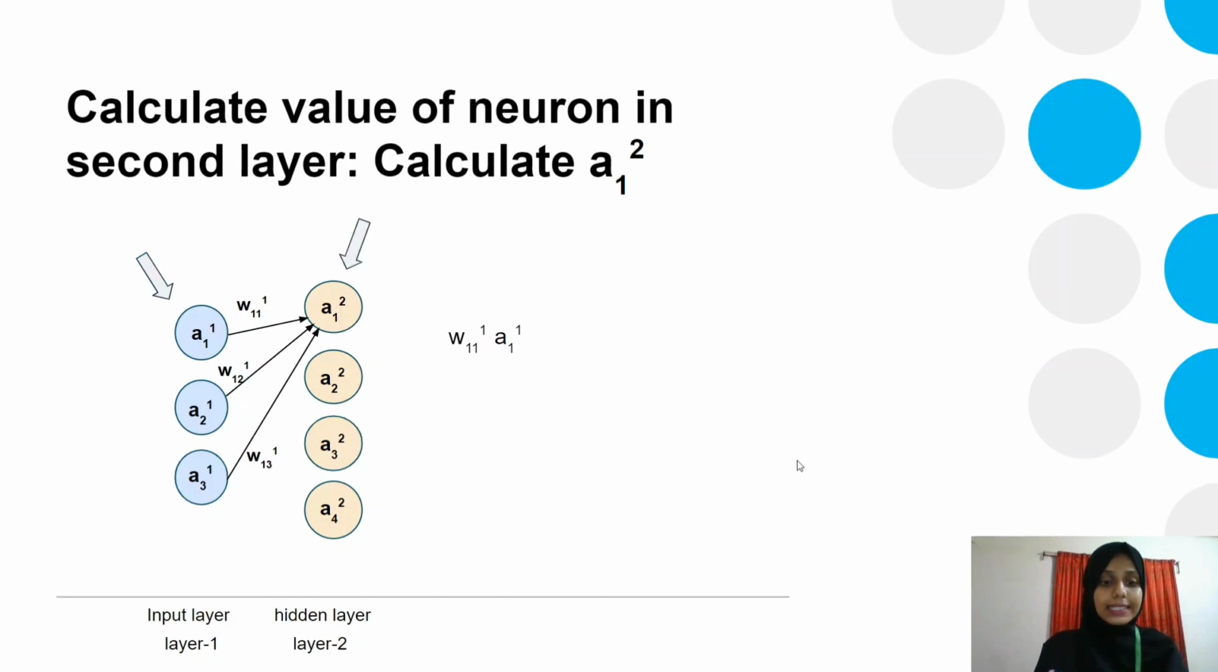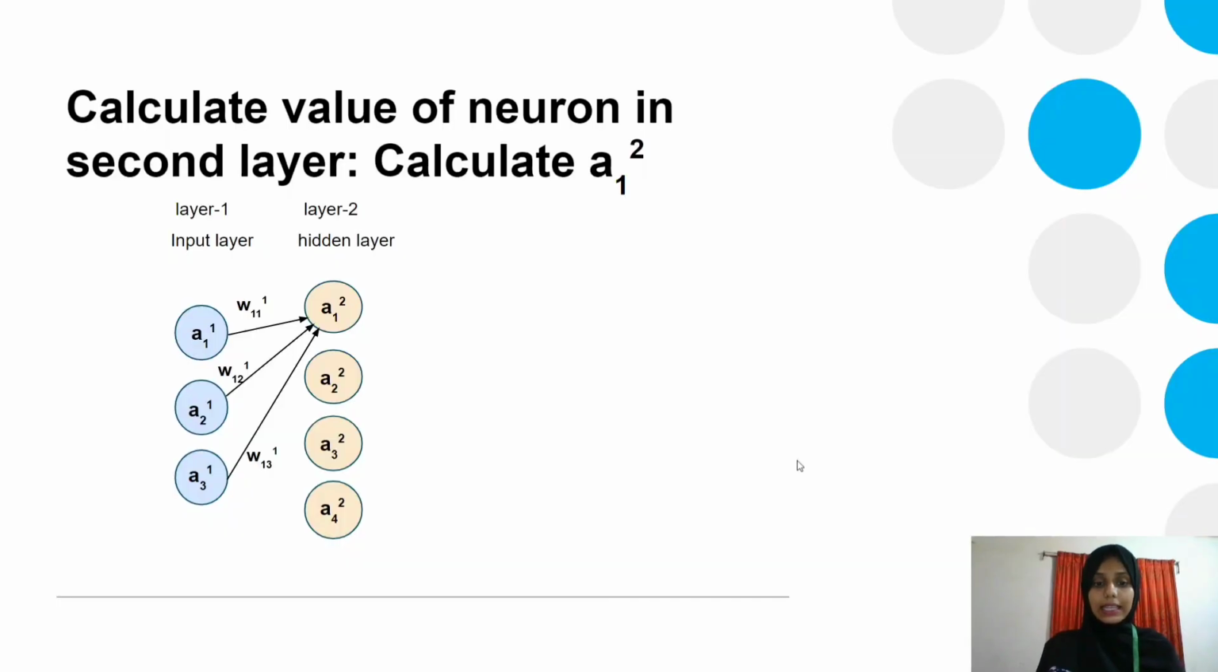So as I said earlier, we multiply the value of each neuron by its corresponding weight. For the first neuron, we multiply it with W11, and for the second neuron, we multiply it with W12, and we do the same for the third neuron. Next we sum up these weighted values, and the summation is then passed through an activation function. Here g denotes the activation function.